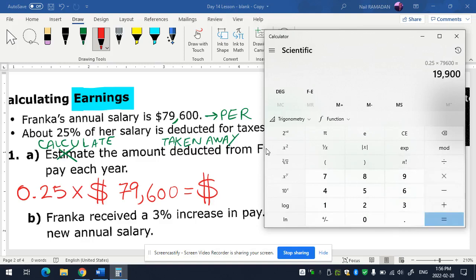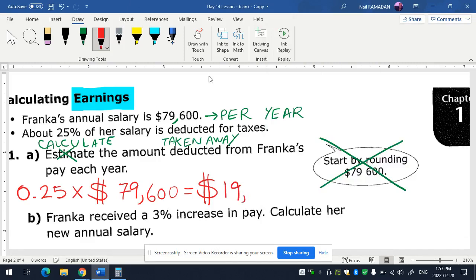Ready? 19,900. How come they make it 20? Because she did not make 80,000. If she made 80,000 exactly, that number would be 20,000 exactly. But because she made slightly less than $80,000 per year, her taxes are slightly less than 20,000 per year. Not much. It's only $100. So 19,900. Okay? So right there, that gets taken away or deducted.